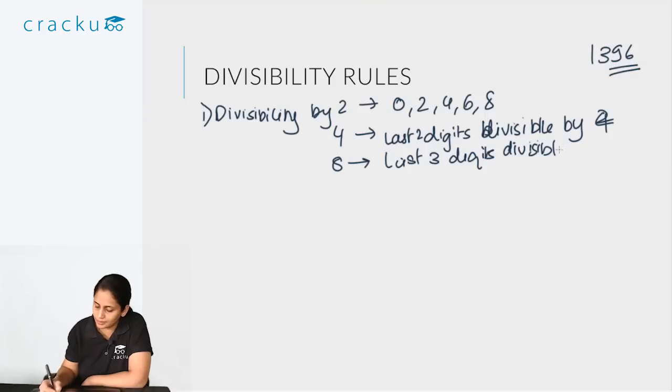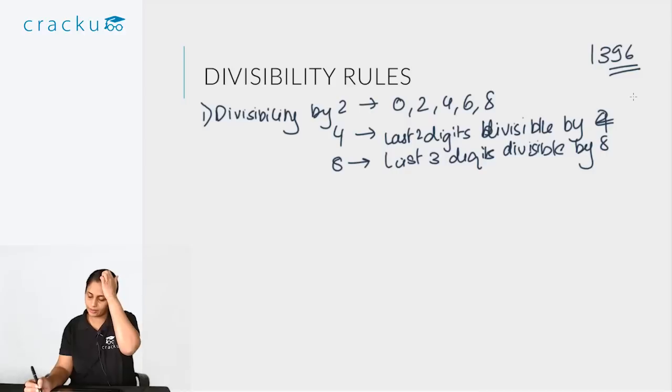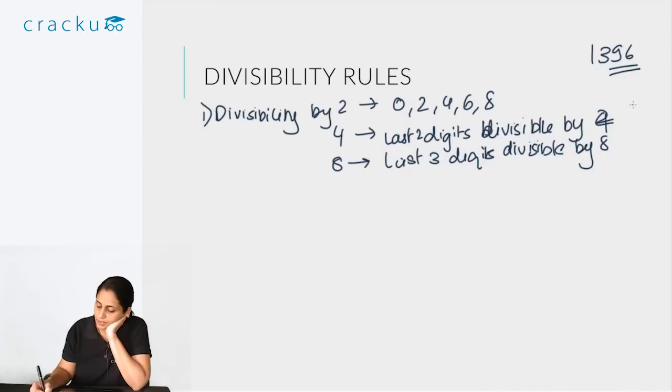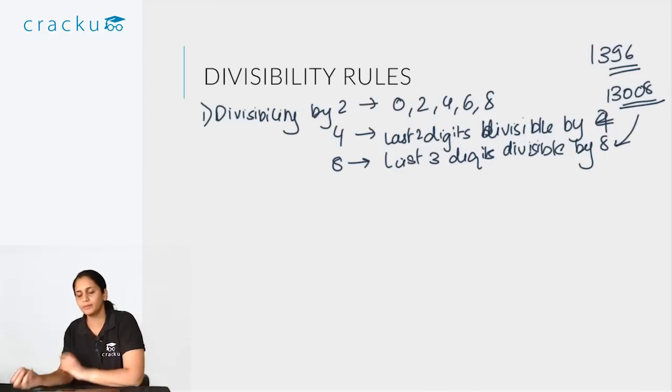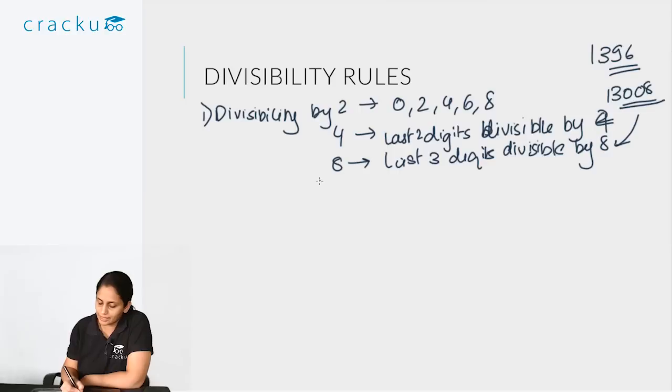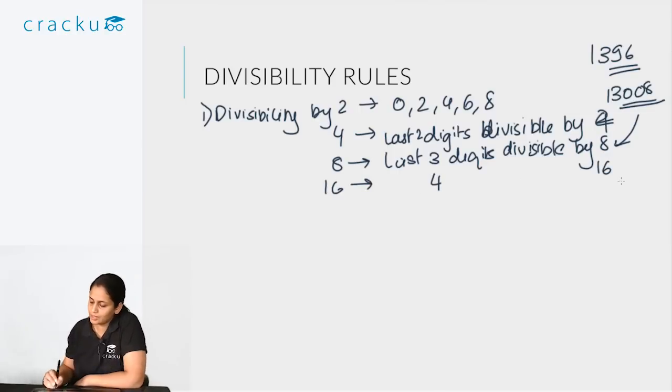For example, if you have a number of the form, say, 13,008, in that case the last 3 digits are 008, which is divisible by 8. So the number would be divisible by 8. And same with 16: in this case the last 4 digits should be divisible by 16. This is the simple rule to check whether or not a number is divisible by powers of 2.